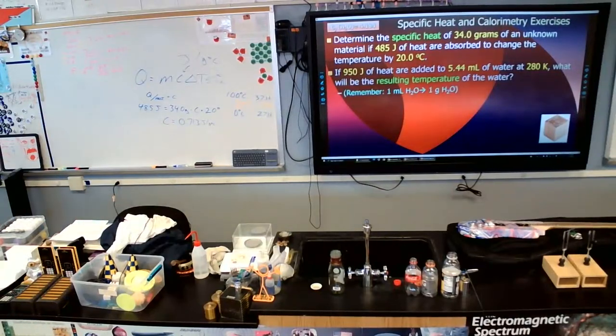Say that again. So what's 4.184? The specific heat of water. And that is a number that you should commit to memory. Yeah. What do you do with the 4.184? That is the C for the water. Oh, okay. Boom, got it.